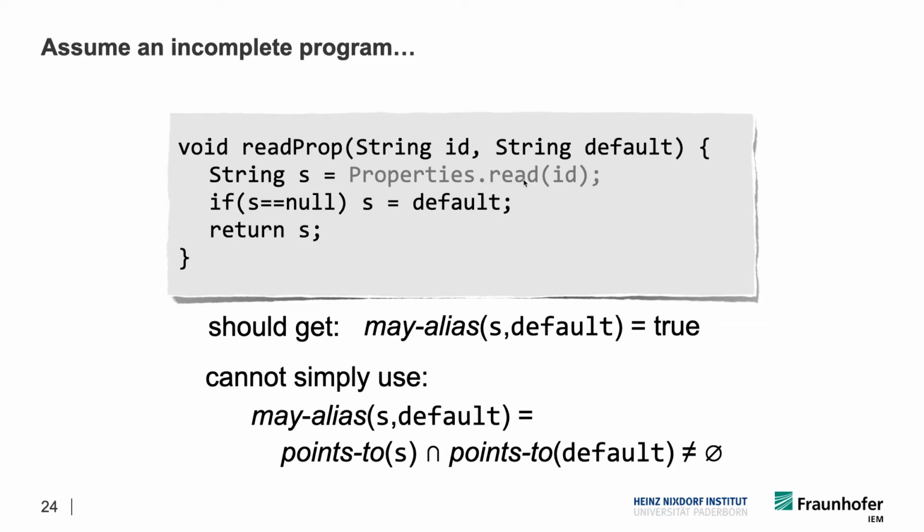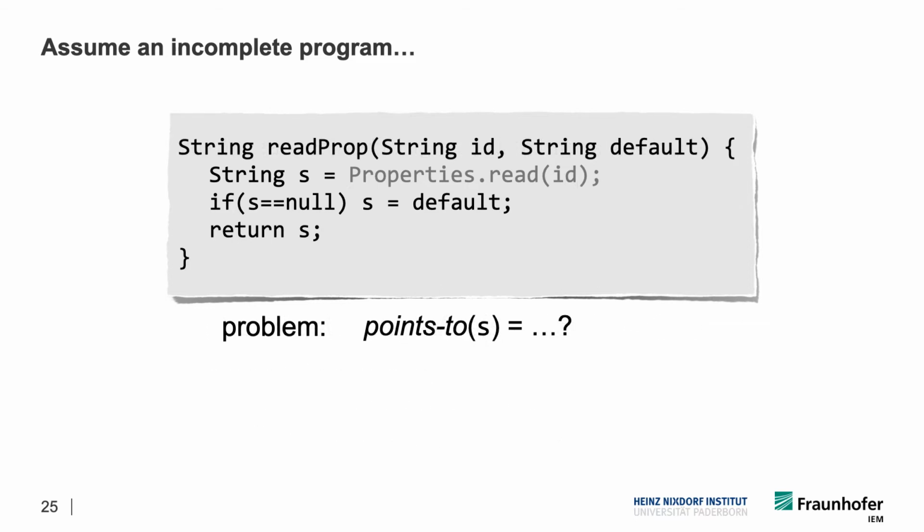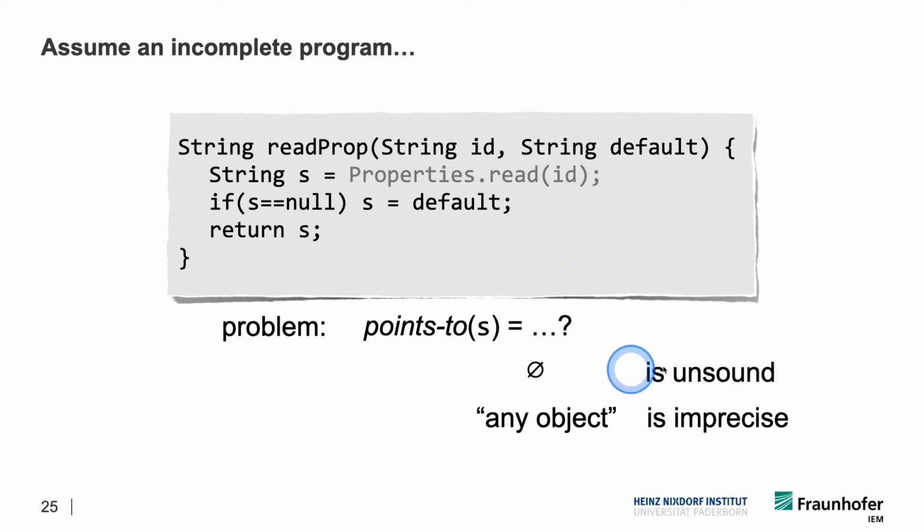And so, therefore, what most pointer analyses will return here, and also what Spark would return you in this case, is actually an empty points-to set. And that is a problem, right? Because if you have an empty points-to set, that's not very helpful, right? So empty would give you an unsound result, right? It would tell you that S and default can never alias, although that's actually definitely the case, right?